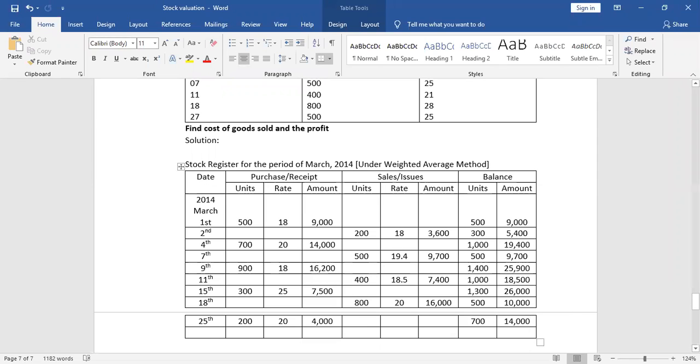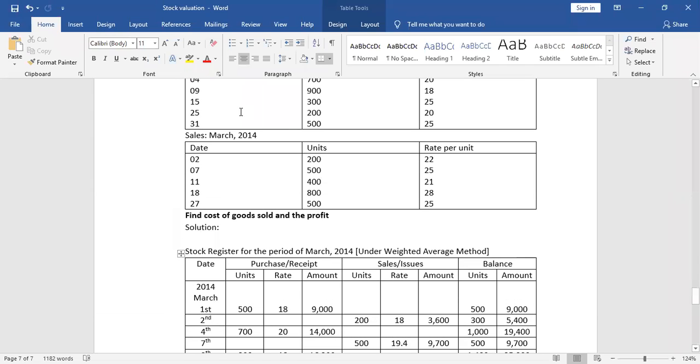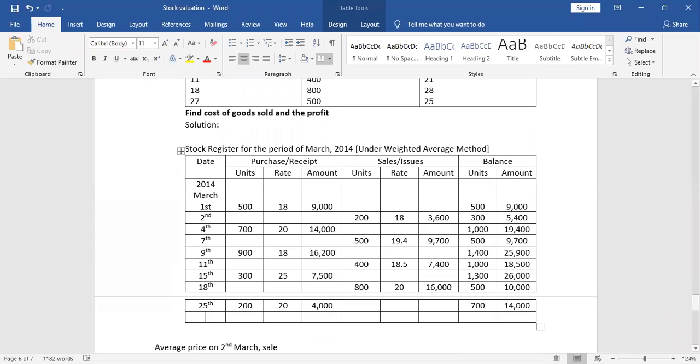So now after 25th, the next purchase is on 31st. But उससे पहले we have 27th का sale. So I write down 27th and how much unit? 500 unit. Now prepare the average price. 14,000 divide by 700. How much are you getting? Is it 20? So 500 into 20, it is how much? 10,000.